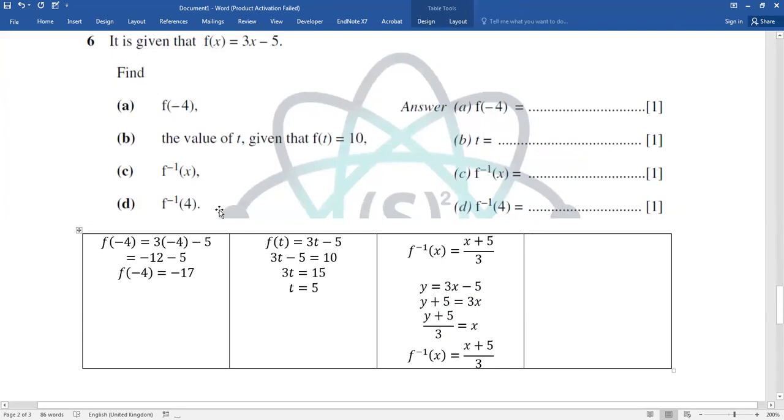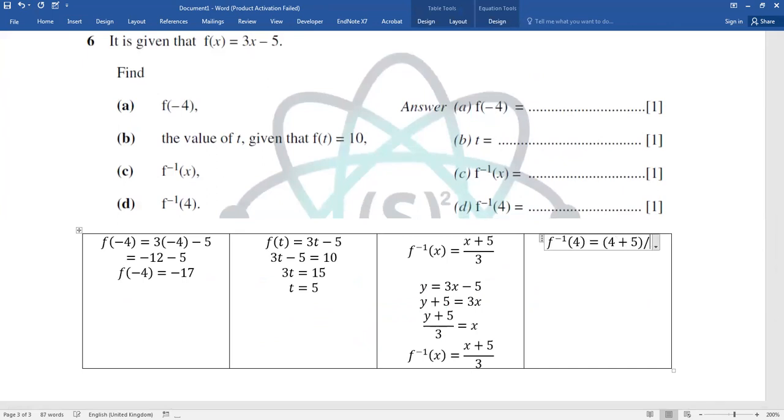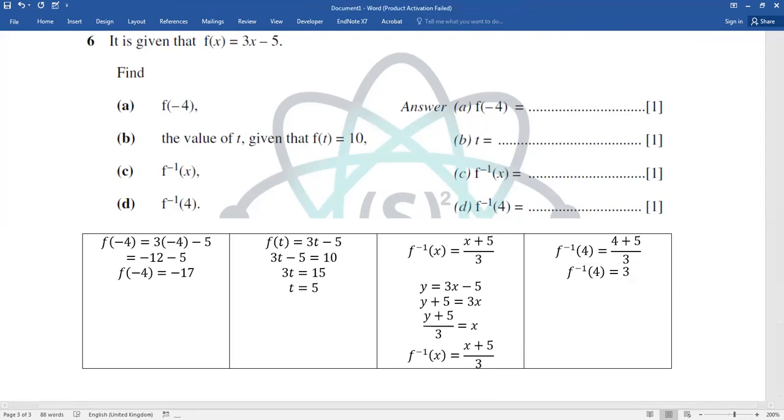Now the last one, the question is asking me to plug into the inverse. It says if I plug in 4, no problem. In the inverse I'll just plug in 4, and wherever there is x, 4 will come. Inverse of 4 is 4 plus 5 upon 3. Is this clear, class? 9 upon 3, which is 3. Yes, clear. Is anyone unable to understand this? Is it clear, children?